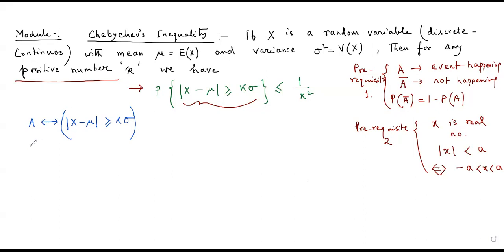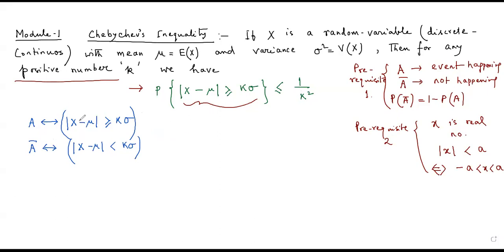If this is your A, then your complementary event will definitely be mod of x minus mu less than k sigma, just the opposite, where the equality sign will not be there because equality has been included in the event capital A. If you do not understand any part, and if you want me to repeat some part, then you can ping me by writing in the chat box. Otherwise, I'm carrying on.